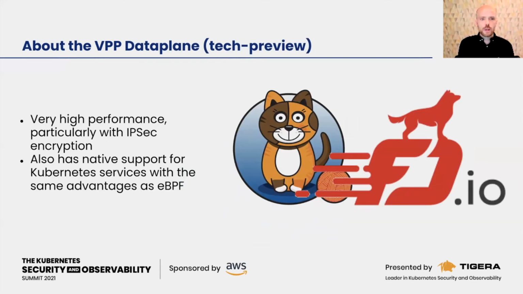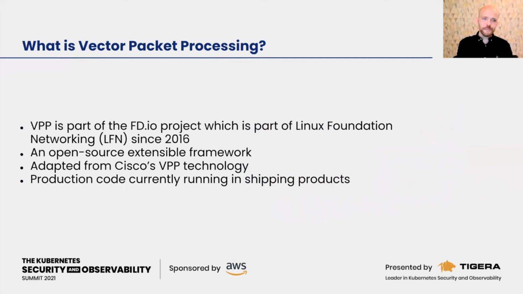So the final dataplane we'll talk about today is the VPP, or Vector Packet Processing dataplane. This is a dataplane that's in tech preview. It was developed by the FDIO group, and it offers a very high performance dataplane, particularly with IPsec encryption. It also has native support for Kubernetes services with the same advantages that we just discussed for eBPF. VPP is part of the FDIO project, which has been part of Linux Foundation Networking since 2016. It's an open source extensible framework, and it's adapted from Cisco's VPP technology, which is production code running in shipping products. So in particular, it offers amazing IPsec performance and great WireGuard performance too.